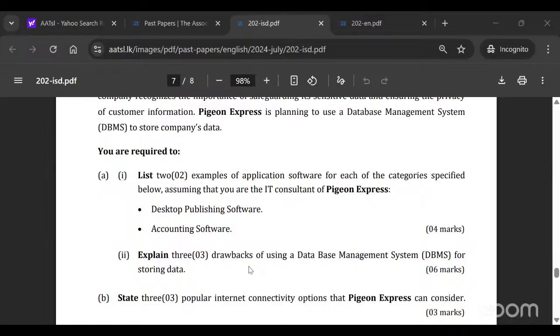Data loss. Improper backup practices or database corruption can lead to loss of critical data. Explain 3 benefits that Pigeon Express expects to gain by implementing business process outsourcing, BPO. First, explain what BPO is.